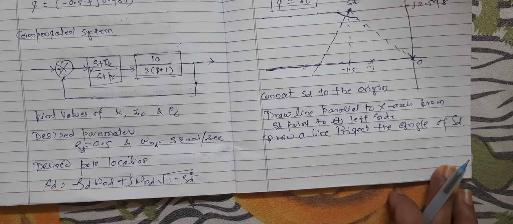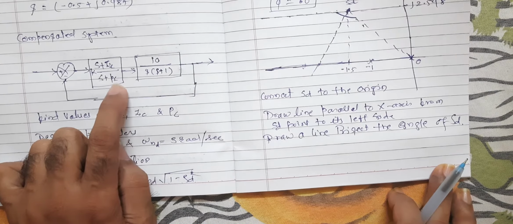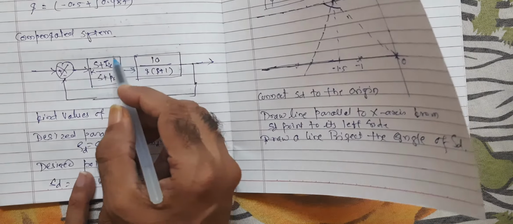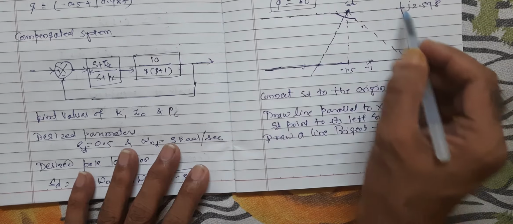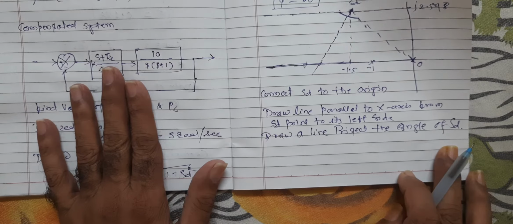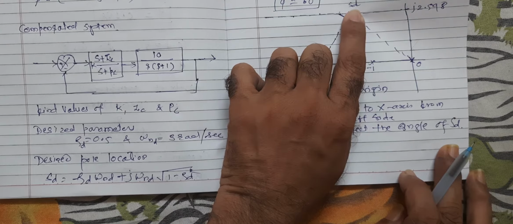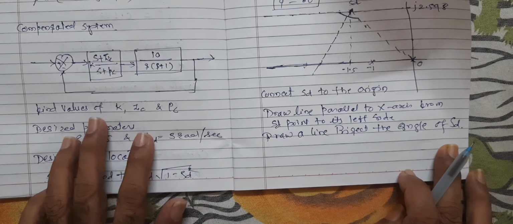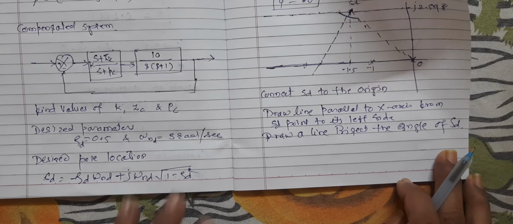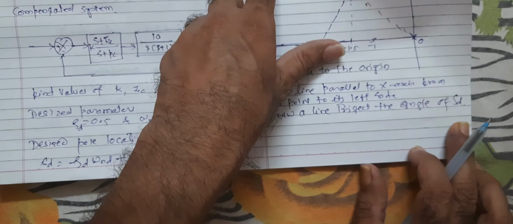Now after this, we will find out the value of ZC and PC. To find the value of ZC and PC, we have to draw this. This is for the lead compensator. In the lead compensator, first find the point SD. How can we find the point SD? From the desired parameters, that is eta and omega. You put that value in the equation and you will get the point SD.